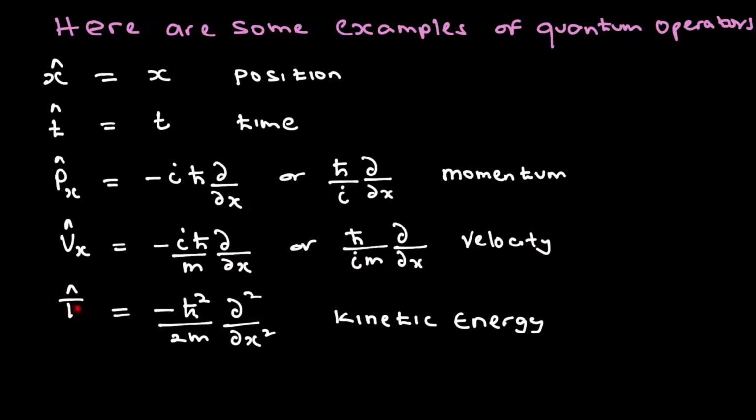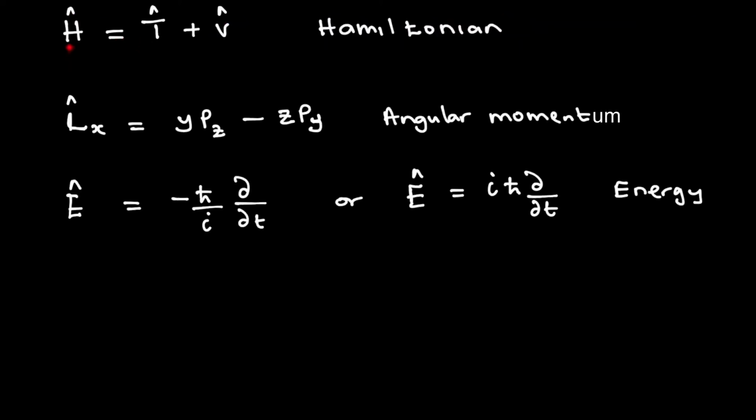This is kinetic energy operator. H hat is Hamiltonian operator. And then you've got angular momentum. Energy operator is what we're deriving today. So it could be that or that.